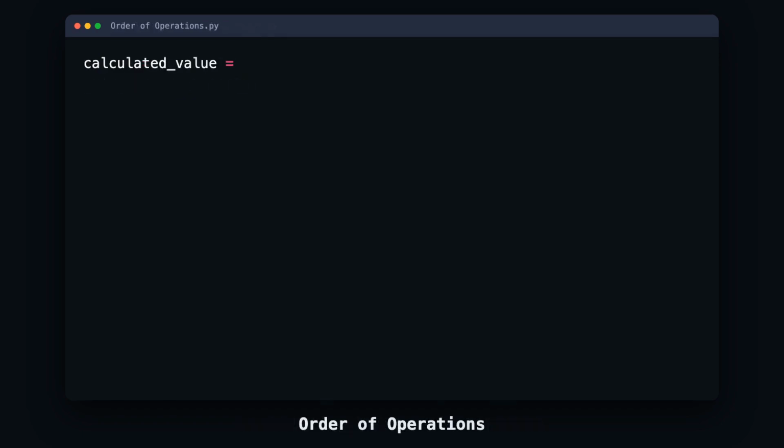Python follows standard mathematical rules for the order of operations, just like you learned in school. In our code, we add 2 and 3, then multiply by 4. Notice how we use parentheses to force the addition to happen first. Without parentheses, Python would perform the multiplication before the addition, giving a completely different answer. Always use parentheses when you want to control exactly how the equation is evaluated.